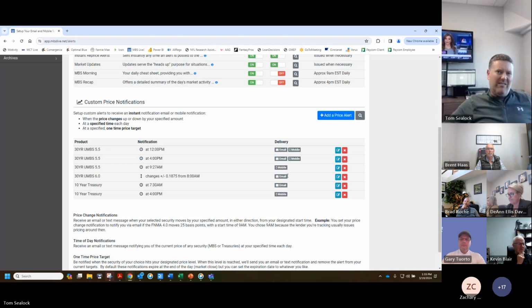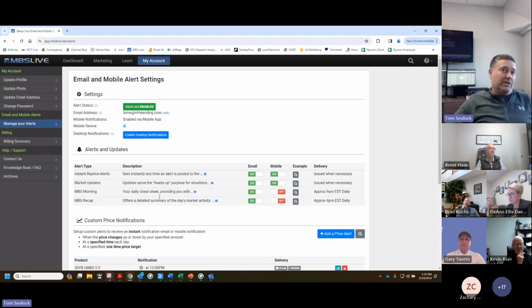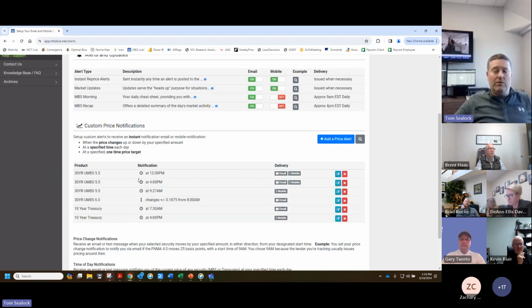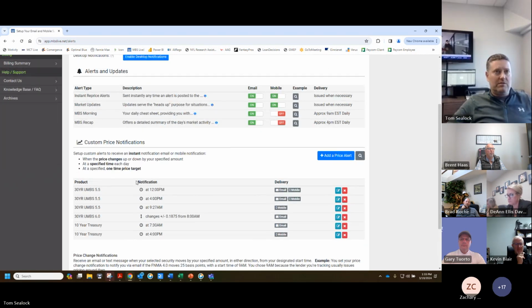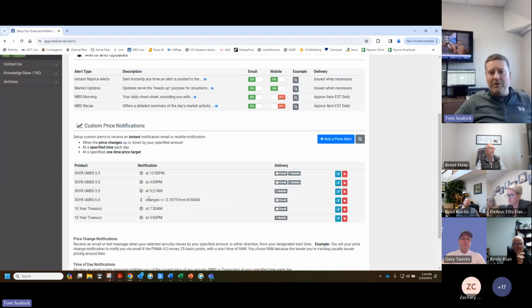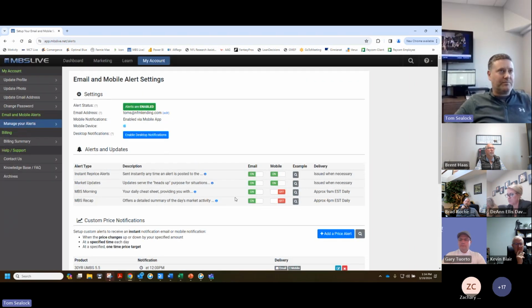Now, I'd recommend text as well if you're really looking for price movements, but that's a valuable tool too, because everyone can get sidetracked, everyone can get busy, and if the market's moving and you have a loan to lock, this is your backup, your eyes on the market while you're not staring at your screen.